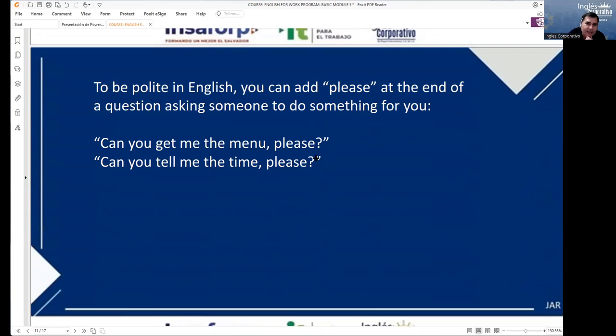To be polite in English, you add the word please at the end of the questions or in the middle. You can say, can you get me the menu, please? Can you please get me the menu? Can you tell me the time, please? Can you please tell me the time? Only that at the end, please is more obvious, right? However, if you put it here or at the end, it's the same.